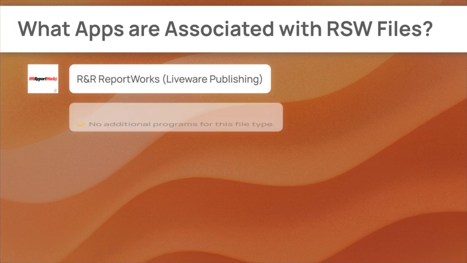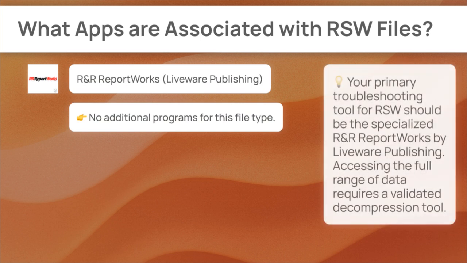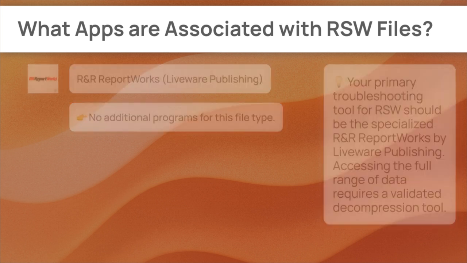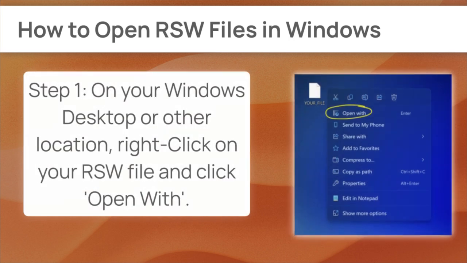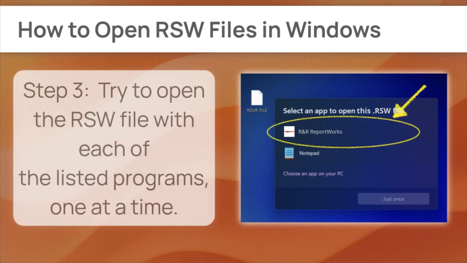Windows often defaults to associating RSW with the R&R ReportWorks solution from Liveware Publishing. Accessing the full range of data requires a validated decompression tool. Windows does not process proprietary data structures, so dedicated applications must read them. Open the context menu by right-clicking the RSW file and selecting Open With. Start your test with R&R ReportWorks if it shows up. If not, don't hesitate to try several other programs on your list.